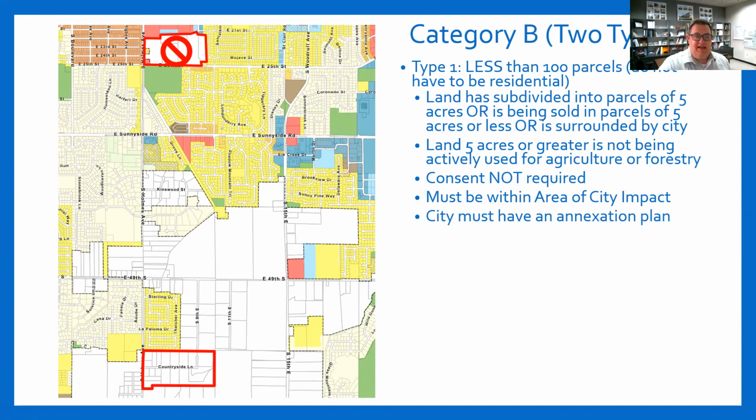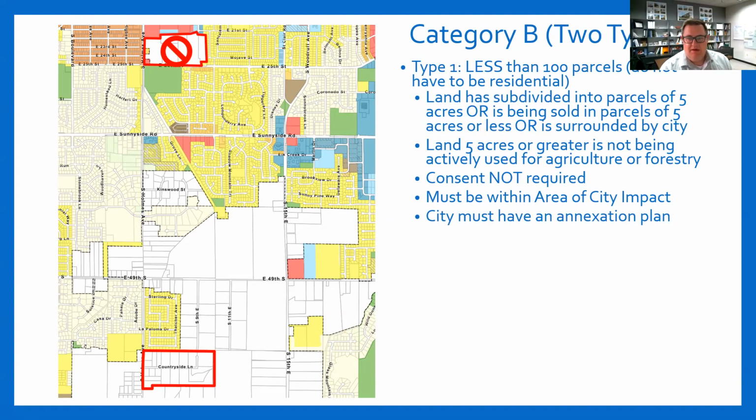And that annexation plan has to talk about things like, how is the city going to provide services, both tax supported and fee supported? How are the taxes going to change? What's the effect on other government agencies? So the city has to think about what those things will mean for these property owners and then provide them with that plan.